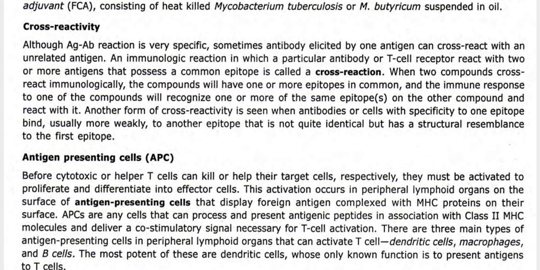When two compounds cross react immunologically, the compounds will have one or more epitopes in common, and the immune response of one of the compounds will recognize one or more of the same epitopes on the other compound and react with it. Another form of cross reactivity is seen when antibodies or cells with specificity to one epitope bind, usually more weakly, to another epitope that is not quite identical but has a structural resemblance to the first epitope.